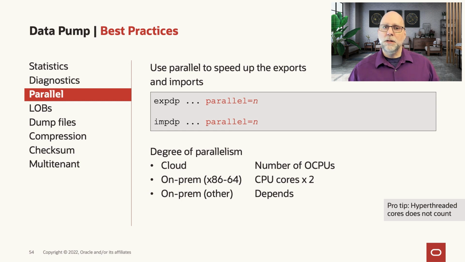And then as a side note, in Oracle Cloud terms, an OCPU is 1 hyperthread of an x86 core for the x86 architecture. So for, say, a 4 OCPU shape, you should be comfortable going to parallel 4 with Data Pump.